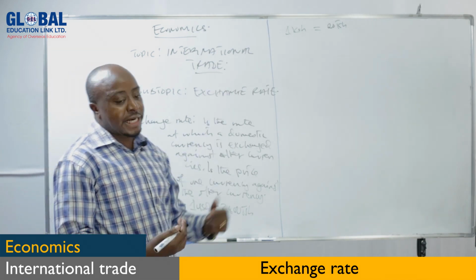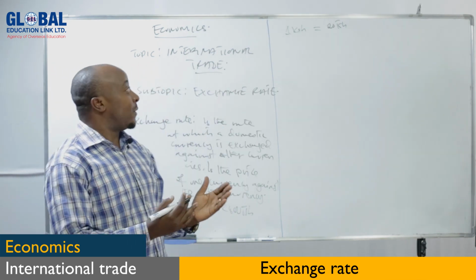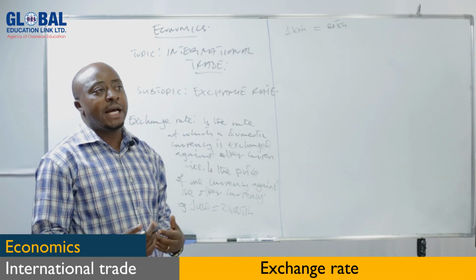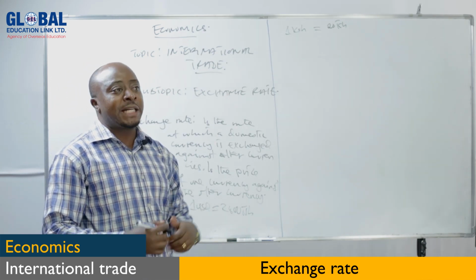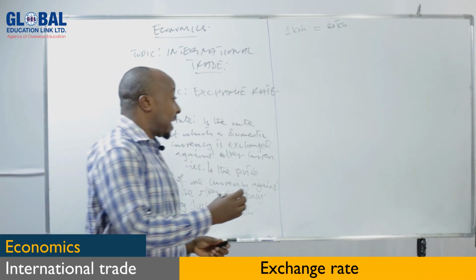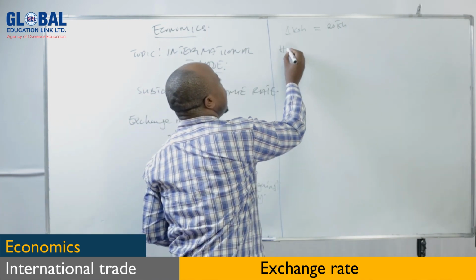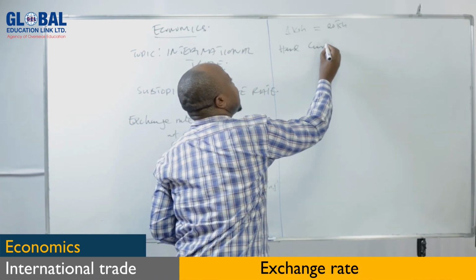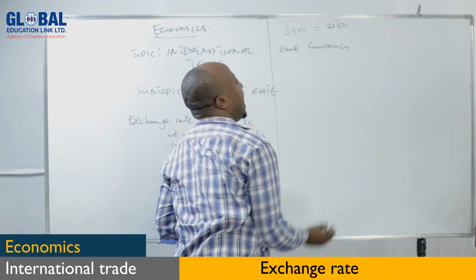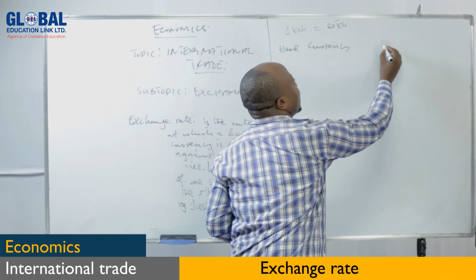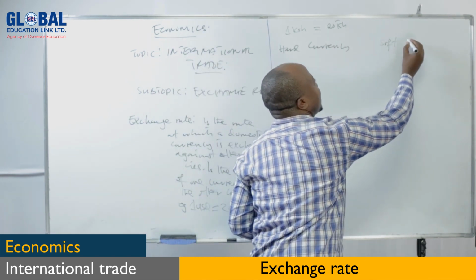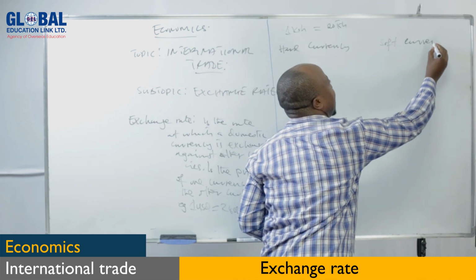Now in exchange rate, or in this market where these currencies are bought and sold, we have two forms of currency that can be exchanged. For example, we can have the so-called hard currency, and on the other hand, we can have the so-called soft currency. We want to see the difference between these two items.